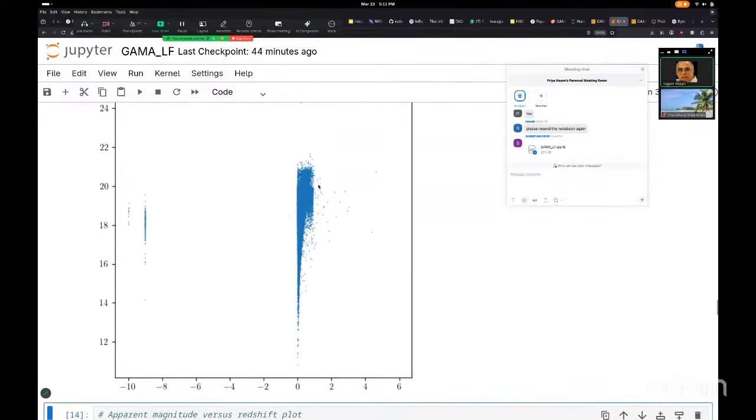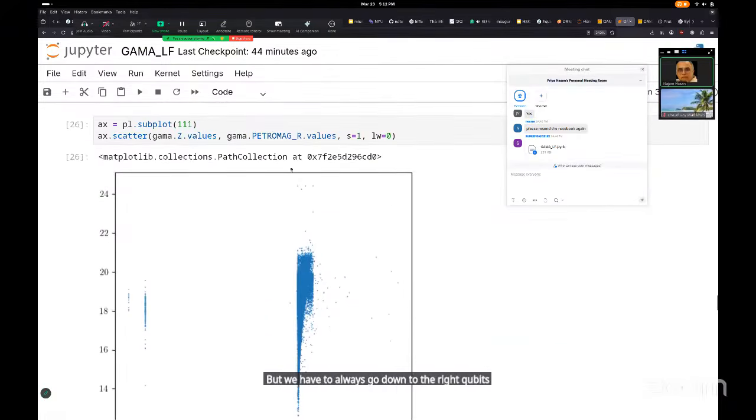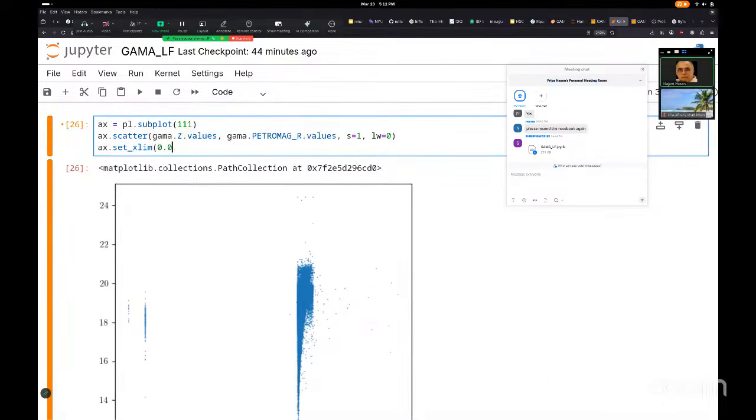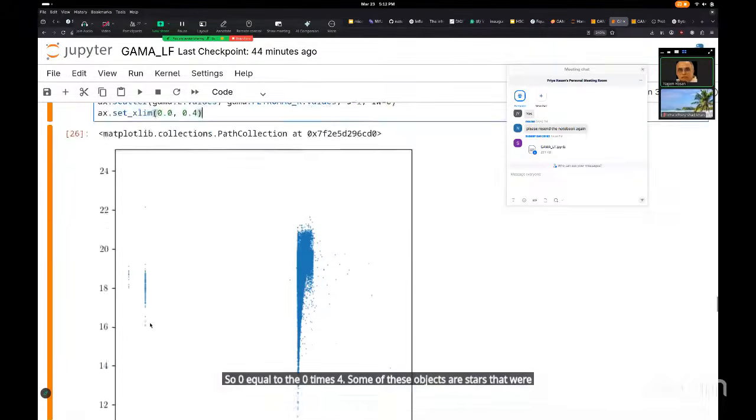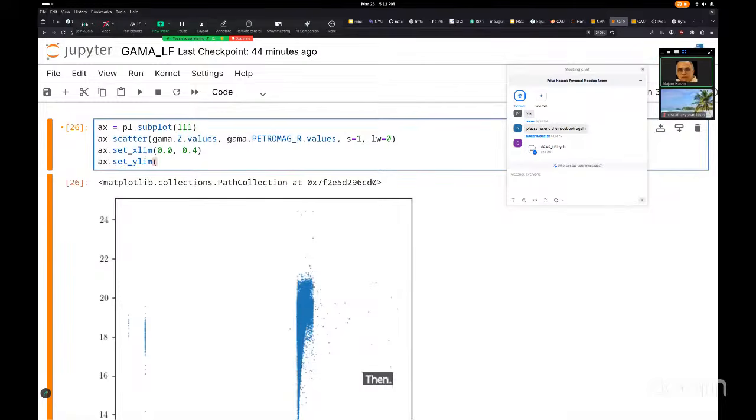Yeah, so it looks very odd like this, but we have to always go down to the right limits and then it will become clearer. So we set the limits, say 0 to 0.4. Some of these objects are stars, that were these negative redshifts. So don't worry about them. Then the y limit we can put from something like 16 to 21.